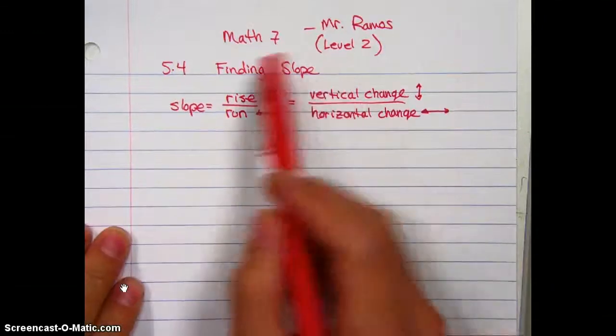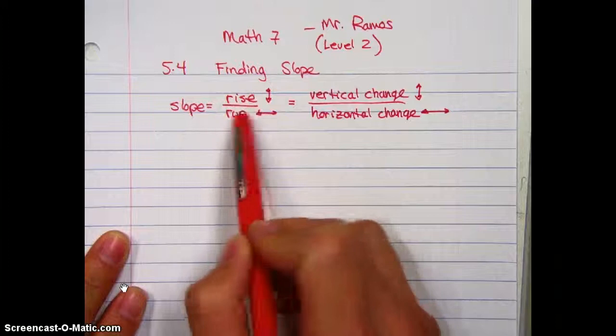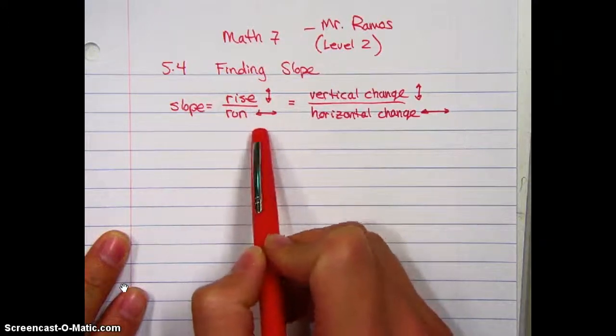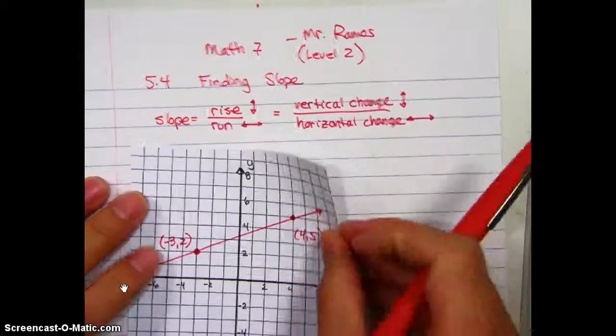Alright, so here's level 2, finding slope. Remember, slope is rise over run. How much did it change vertically over how much did it change horizontally? So I'm writing them both ways here for you. I want to show you how to figure this out when you're looking at a graph.